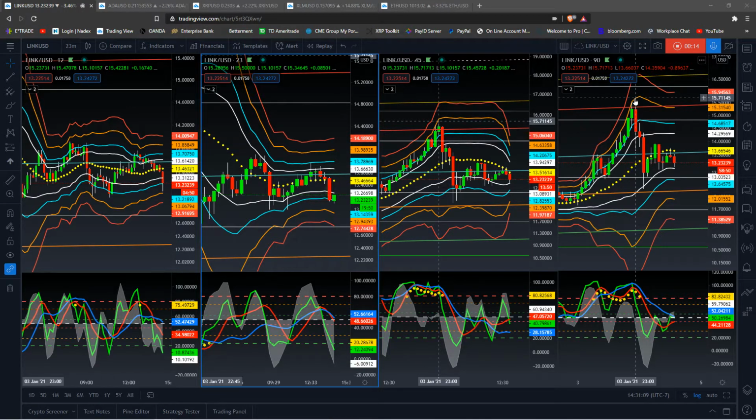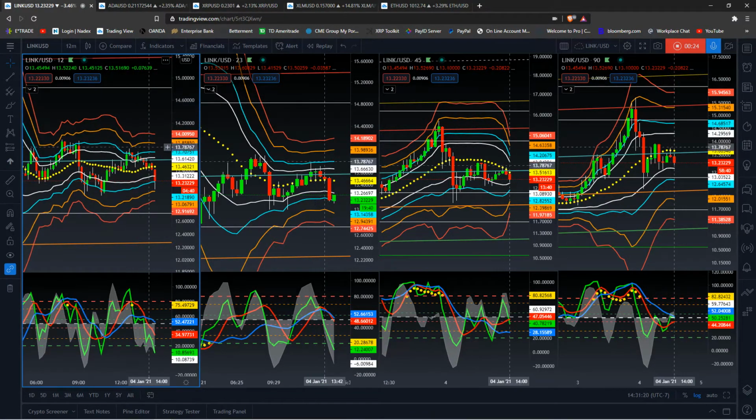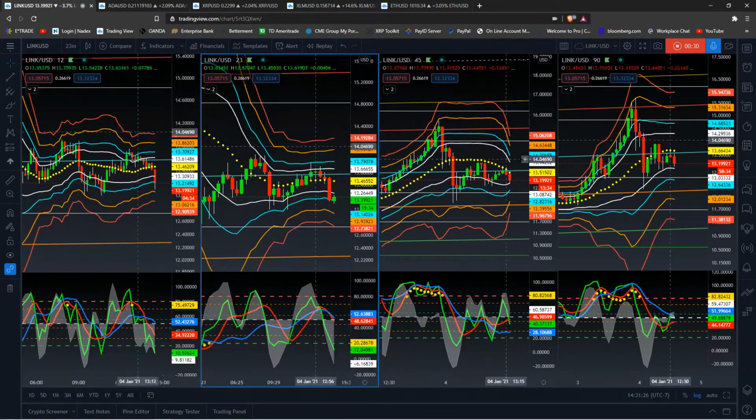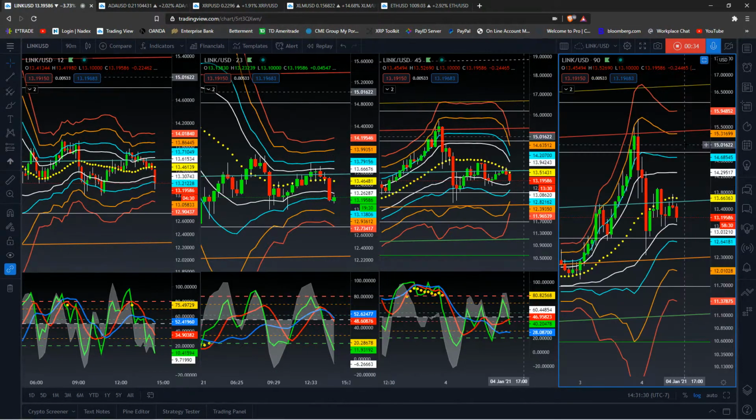I'm doing fine. Wanted to provide a quick update on Link US dollar in the scalping group of timeframes. So at the moment, I'm seeing downward pressure. In the far left, I have the 12-minute, left of center, the 23-minute, right of center, 45-minute, and to the far right, the 90-minute.